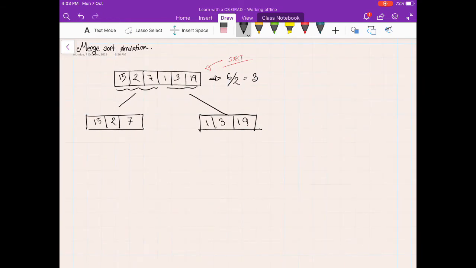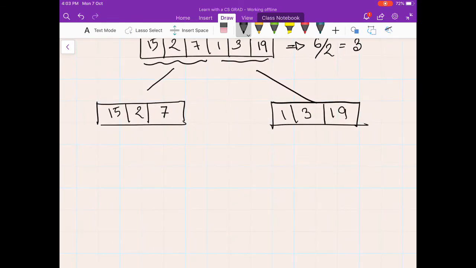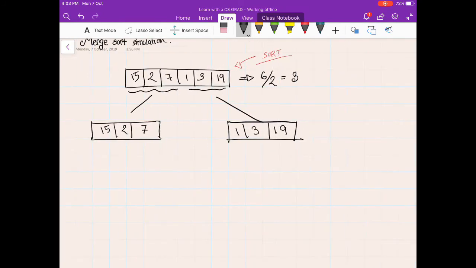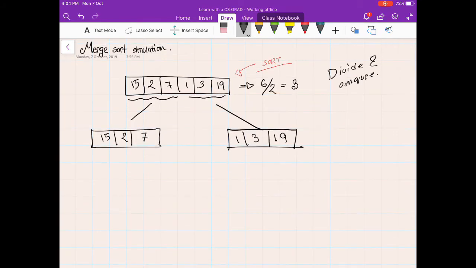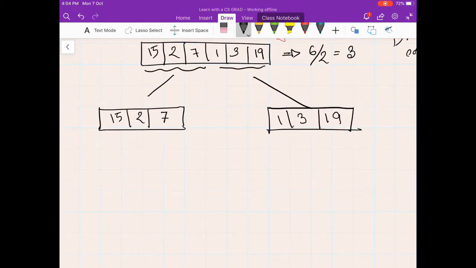So here we have two separate portions. Now we have to divide this whole array again. Remember, merge sort is a recursive process, and it follows the divide and conquer theme. So we divide the array into different portions and try to sort the whole thing together and merge them together. So here we have to divide this array again. We divide it until there is only one value in the array.